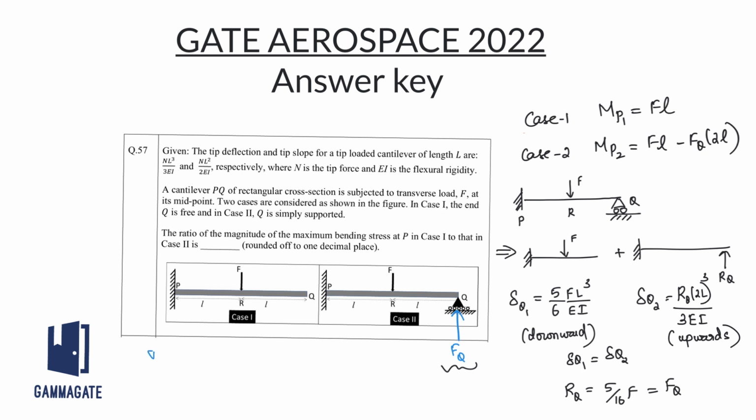We can now find the maximum bending stress in case 1 and the maximum bending stress in case 2 and take its ratio. And this will be equal to M at P1 over M at P2. Substituting the value of RQ or FQ, we'll get FL divided by FL minus 5/16 F times 2L. And the ratio is approximately 2.667. But in our question, they've asked us to round it off to one decimal place, so we get 2.7.